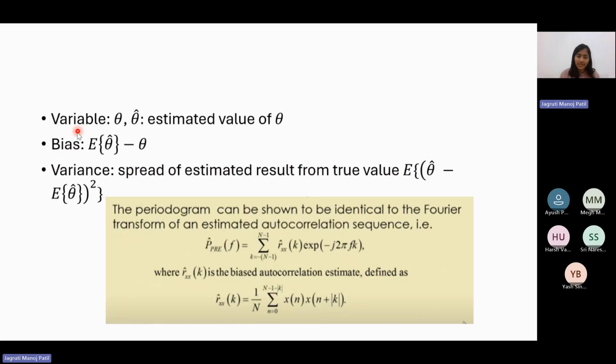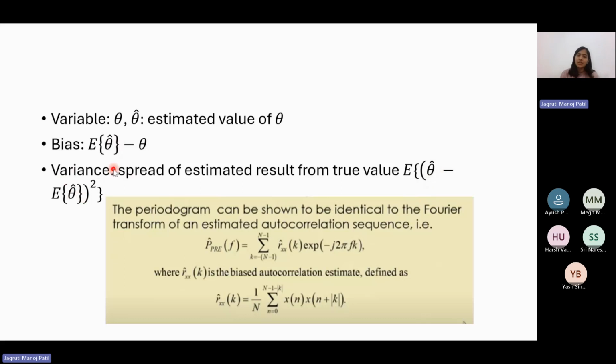That's it. So there are some properties to it. Say we have a variable theta, and this is the estimated value of theta. There are two properties called bias and variance. This is how we define bias: the expectation of the estimated value of theta minus the true value theta. And variance is nothing but the spread of the estimated result from the true value. You know what variance is, the standard deviation squared. So we take the expected value of the squared deviation of the estimate, and we get the variance.